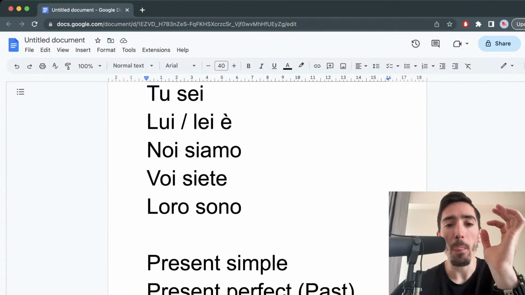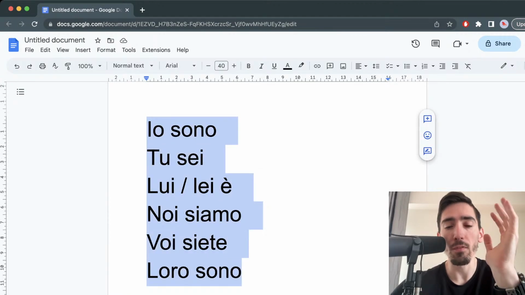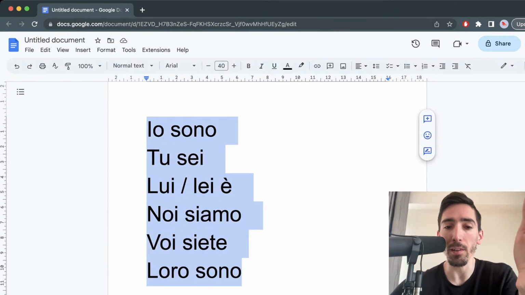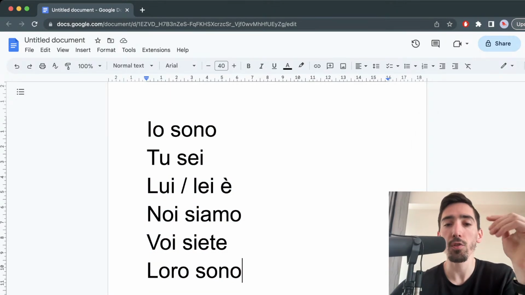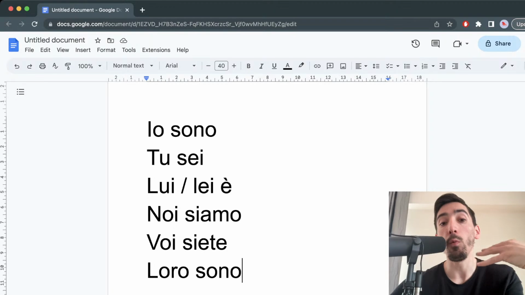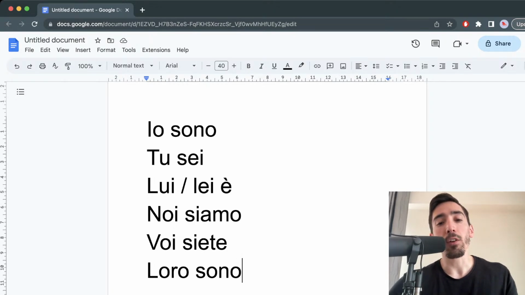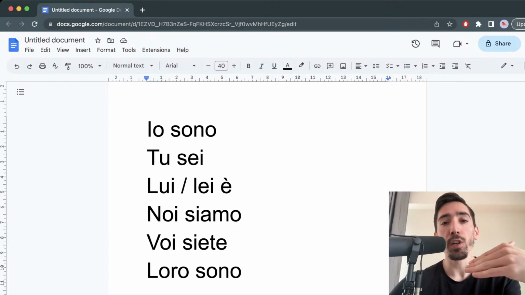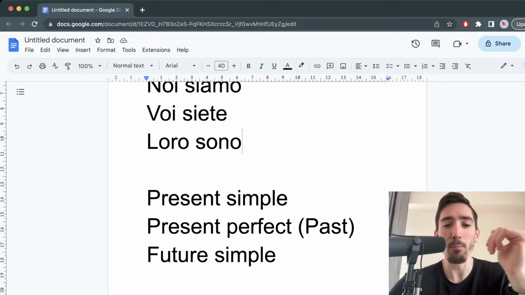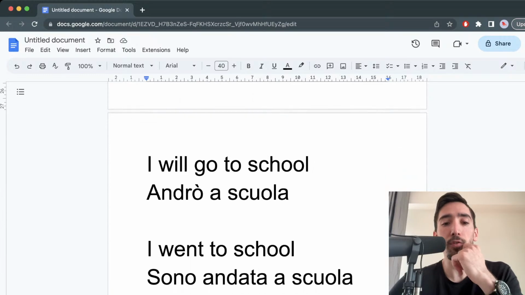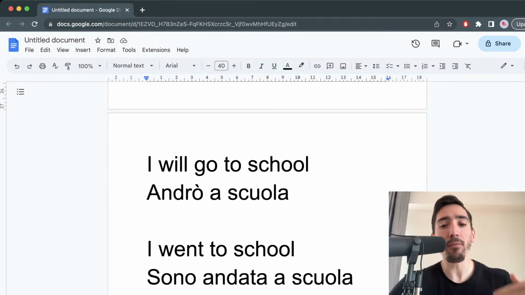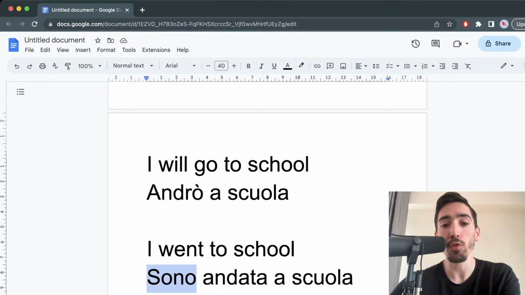So the reason why the present simple of the verb to be is extremely useful to learn is because it allows us to speak in Italian more fluently, because we can do without learning the past simple. We can just use the present perfect. And for the present perfect, all we need is the verb to be in the present simple. For example, I went to school. So I have gone to school. We use the verb to be to build this complex tense.